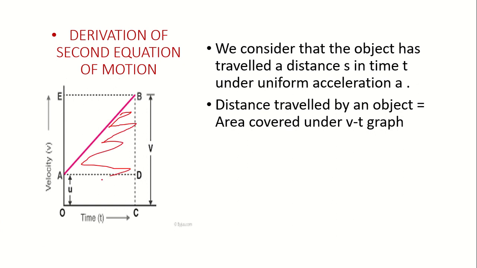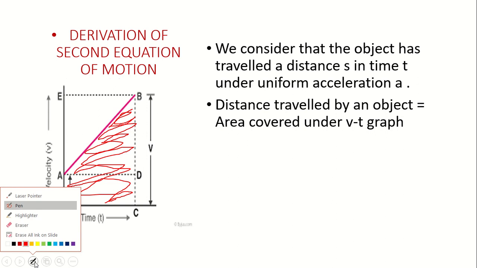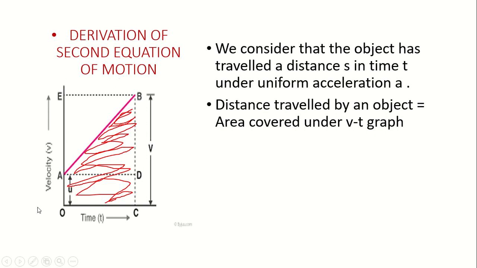It can be seen in this graph also. This is the area covered under the VT graph. You can see I am trying to shade this particular area we are talking about. If you find out the area of this region which is covered under the main VT graph, that gives you the distance traveled by an object. Now, let us move to the next slide and learn how to derive this equation.